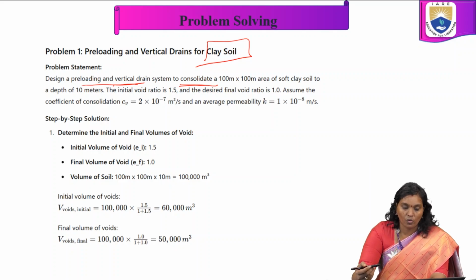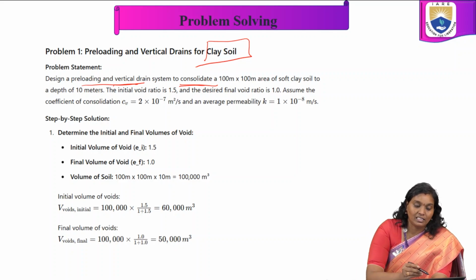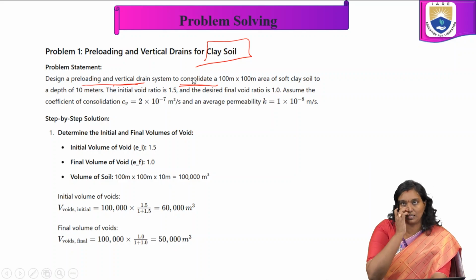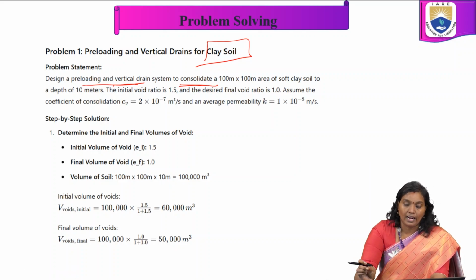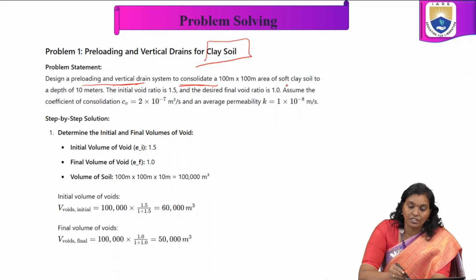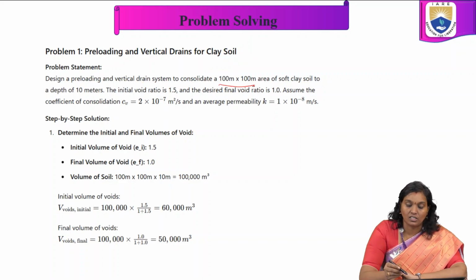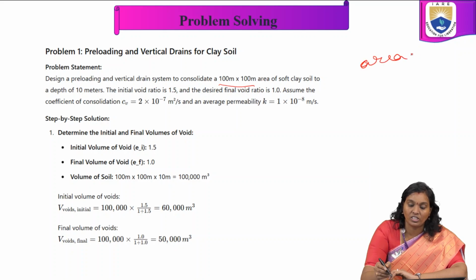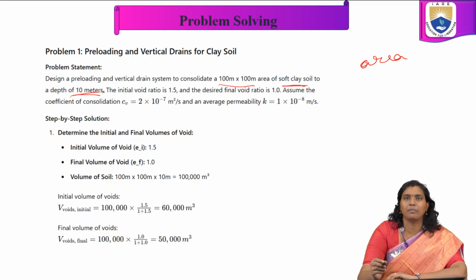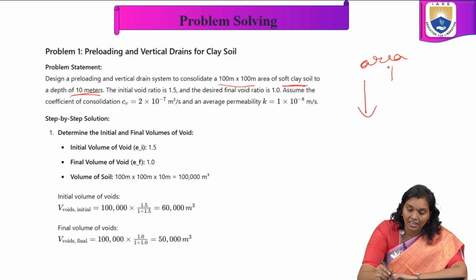Here we are going to design a preloading and vertical drain system to consolidate a 100 meter by 100 meter area of soft clay soil to a depth of 10 meters. So the area mentioned is this soft clay soil, 100 meters by 100 meters on the surface, with soft clay up to a depth of 10 meters.